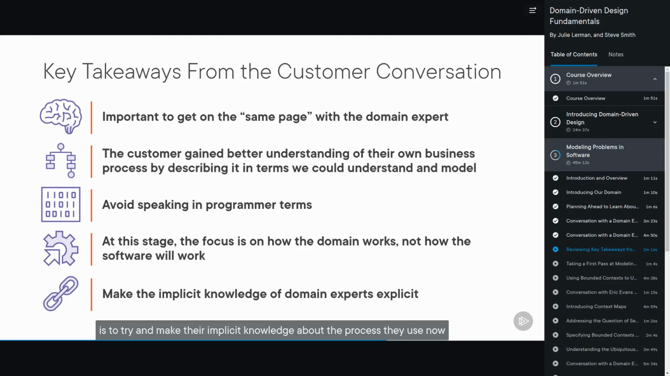One of the most important things we can do as we explore the problem with the domain expert is to try and make their implicit knowledge about the process they use now explicit. Once we're able to capture the process and its rules and exceptions with some detail, we can start to work on modeling a solution using this information.